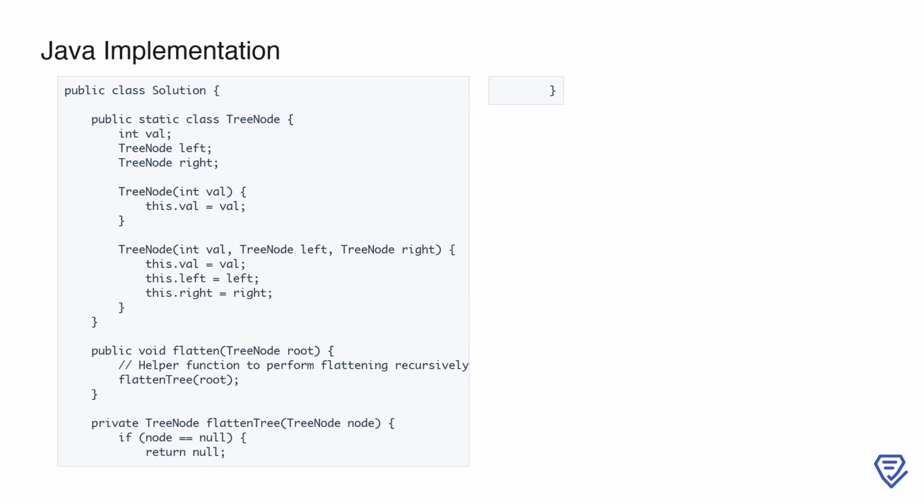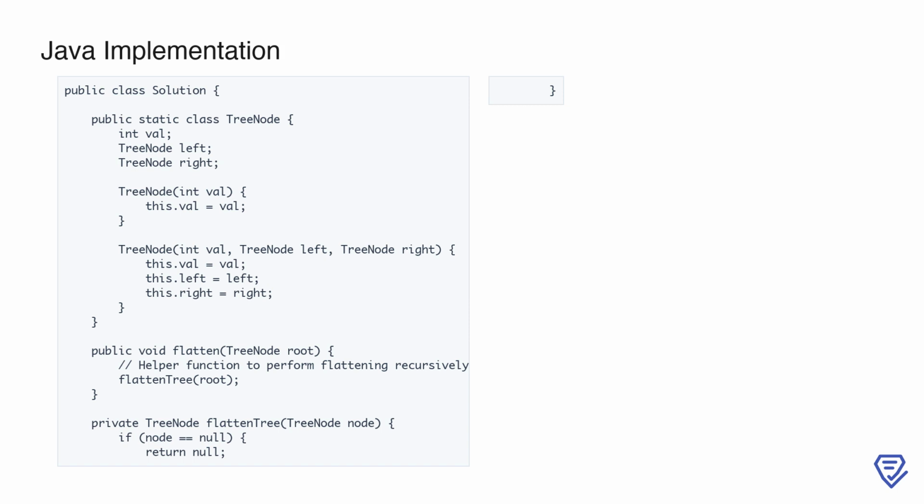Here, we define the structure of a binary tree node using the TreeNode class. Each node in the binary tree contains an integer value, a left child, and a right child. We provide two constructors for flexibility, one that initializes only the value, and another that initializes the value along with its left and right children.